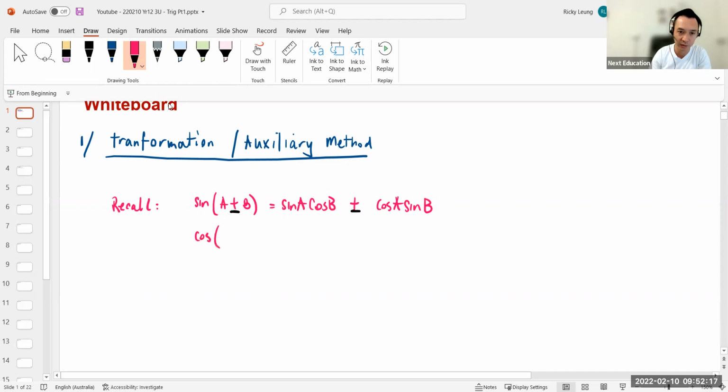And similarly, the cos compound angle changes slightly. Instead of sine cos, it's cos cos. And importantly, if that's a plus, this is a minus, and this is sine sine, right? And of course, if this was a minus, this will be a plus as well. So that's a good start.